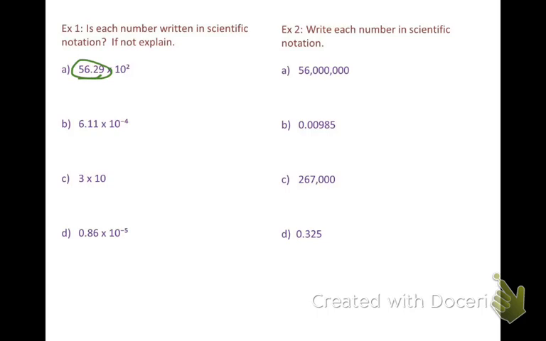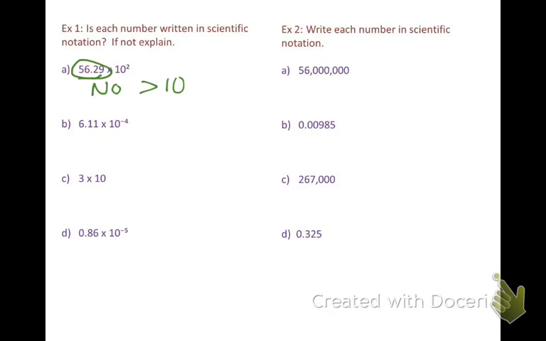So is 56.29 between 1 and 10? No. Thank you very much. So your answer is no, and you'll say it's because it's greater than 10. Can we write greater? You can write greater if you want to.